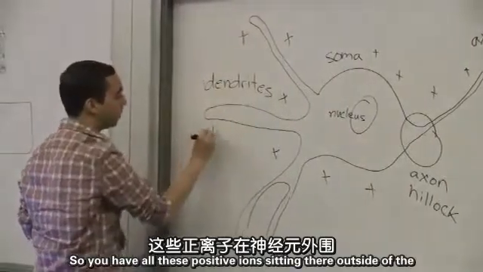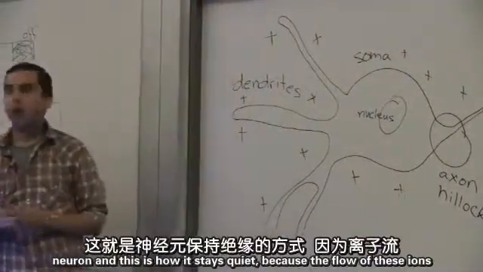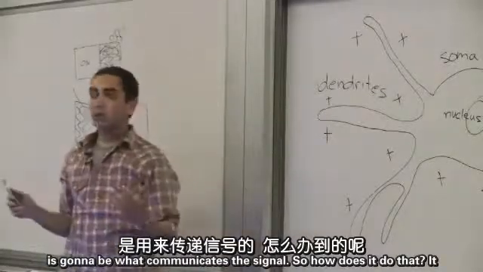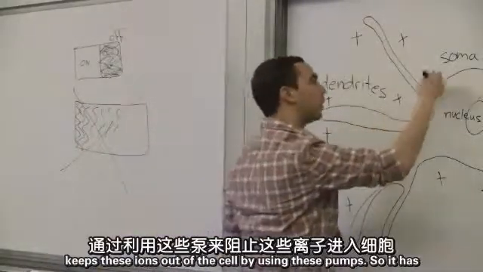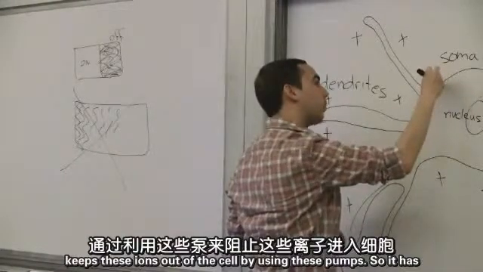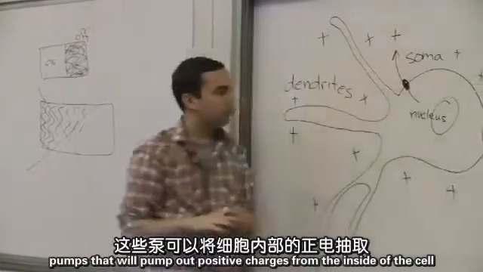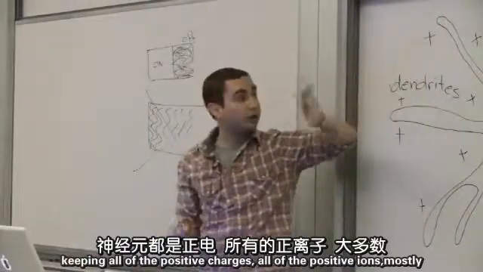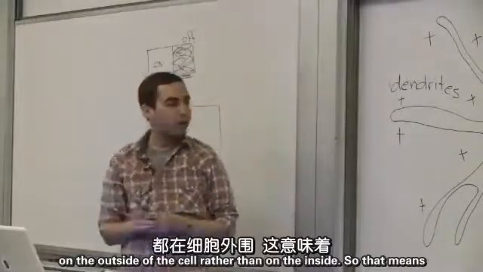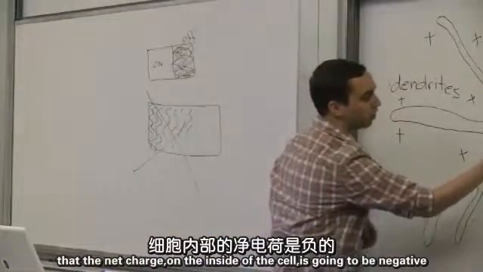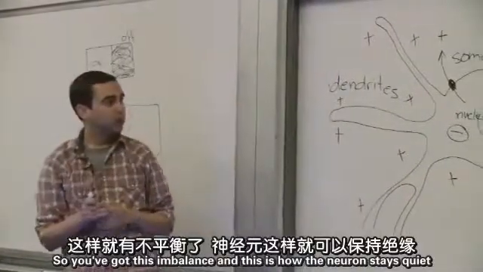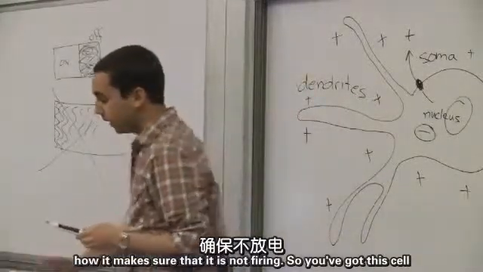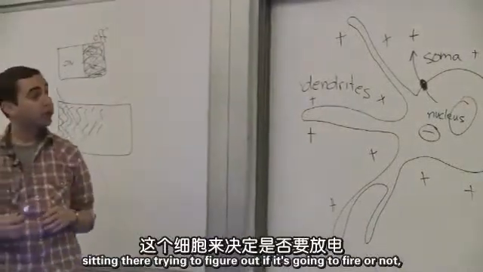So you have all of these positive ions sitting there outside of the neuron. And this is how it stays quiet, because the flow of these ions is going to be what communicates the signal. So how does it do that? It keeps these ions out of the cell by using these pumps. So it has pumps that will pump out positive charges from the inside of the cell to the outside of the cell. So by using those pumps, the neuron is keeping all of the positive charges, all of the positive ions, mostly on the outside of the cell rather than on the inside. So that means that the net charge on the inside of the cell is going to be negative. So you've got this imbalance, and this is how the neuron stays quiet, how it makes sure that it is not firing.